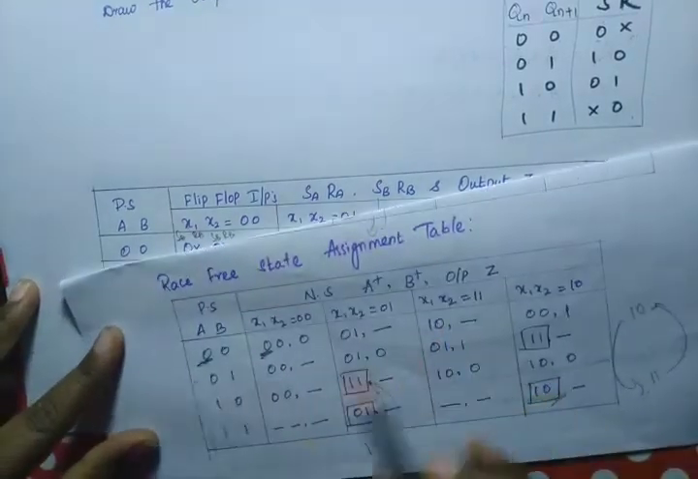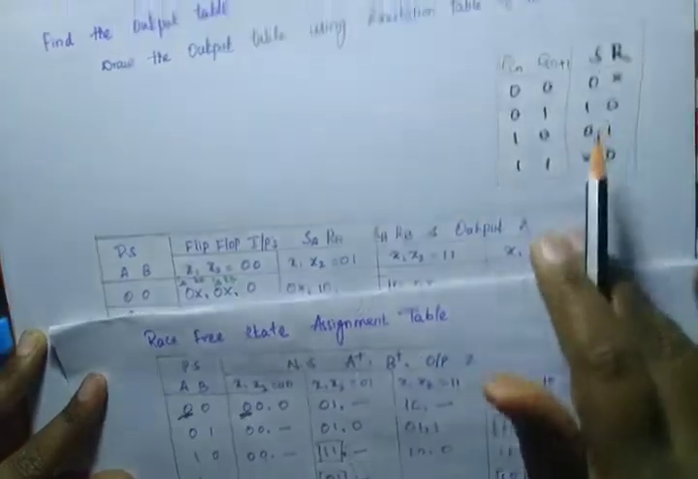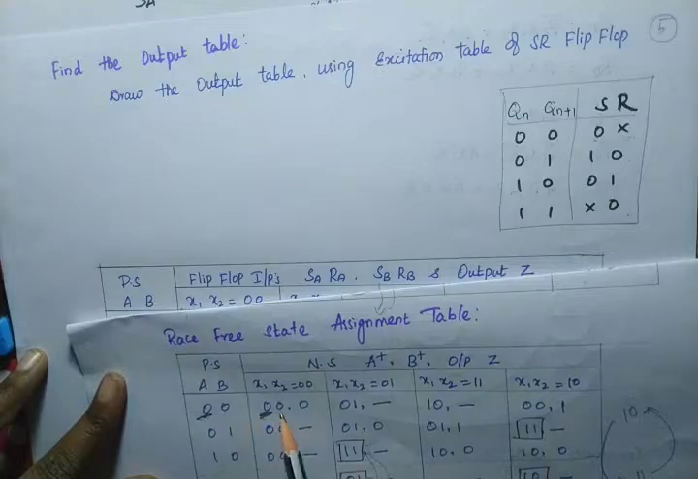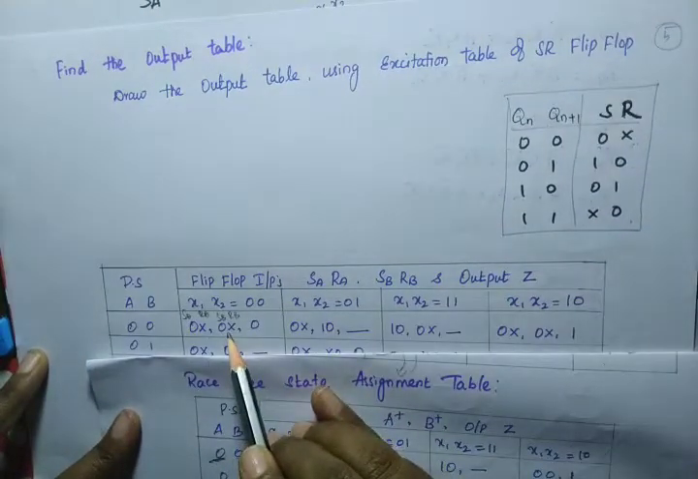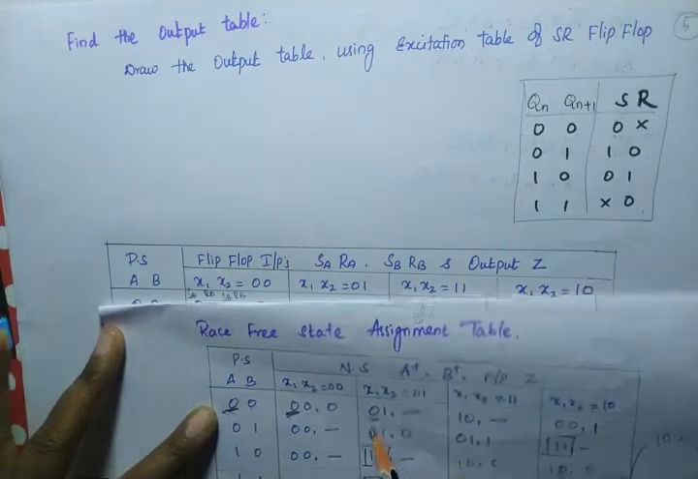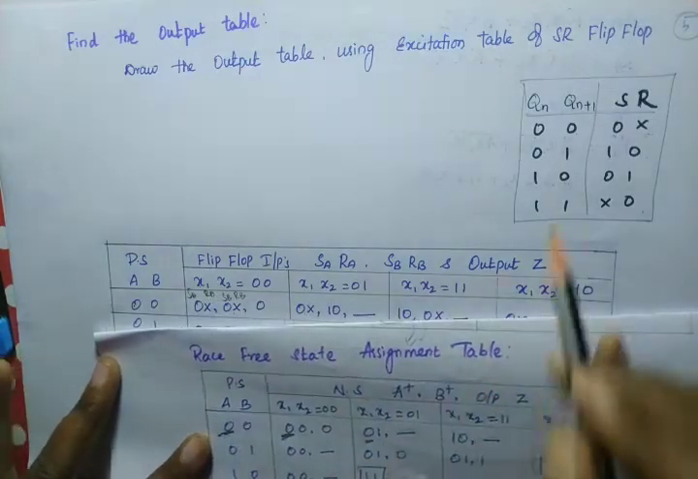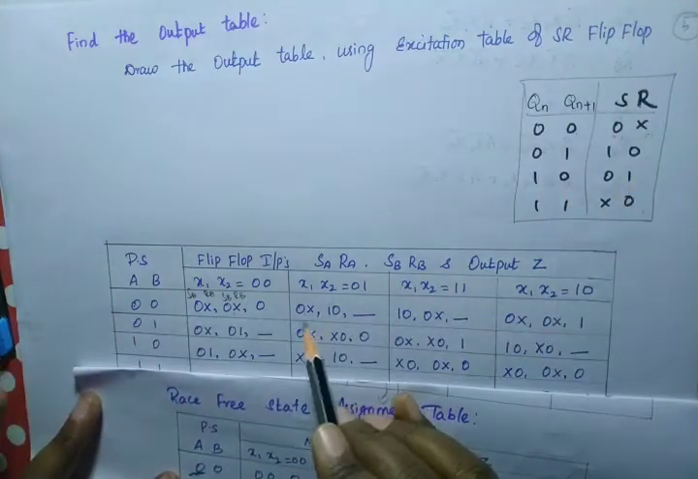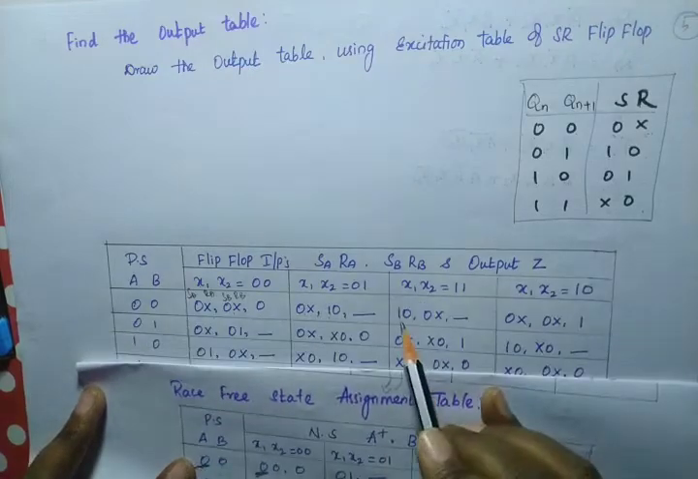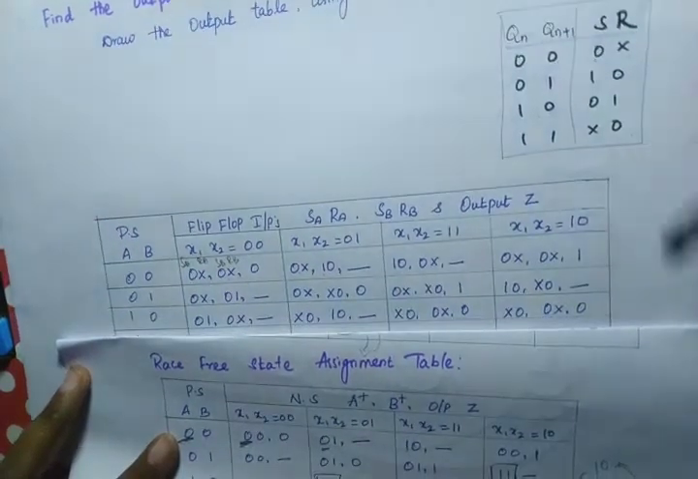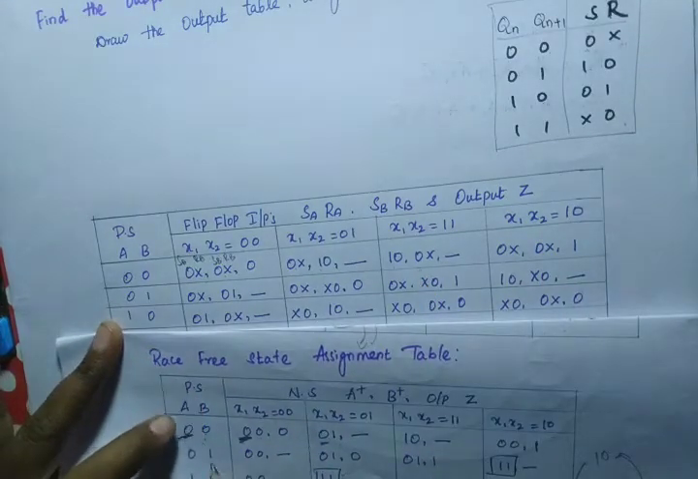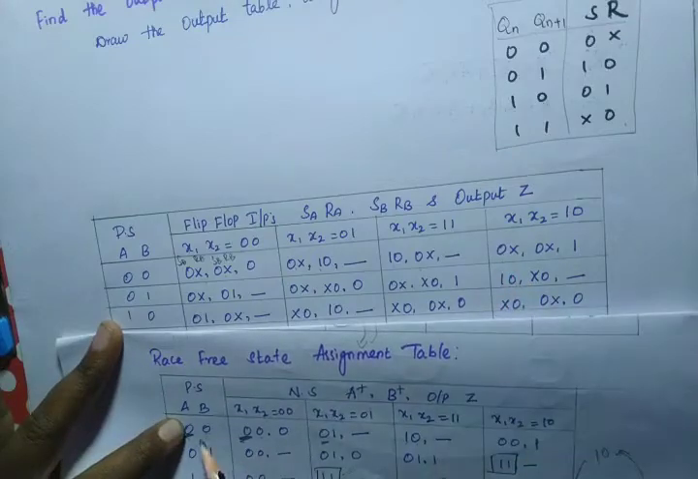What we have to do is compare 0 0. Check this 0 0 in the excitation table for SR: 0x. Next, here we have 0 0, so here we have 0x. Like this we have to compare these values. For 0 0 we have 0x, for 0 1 it is 1 0, and again for 0 1 it is 1 0. I hope it is visible. For 0 0 it is 0x, and again for 0 0 it is 0x.